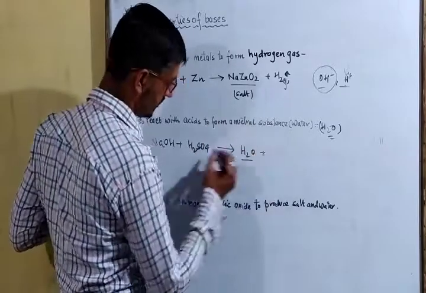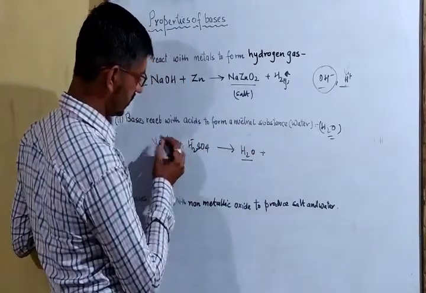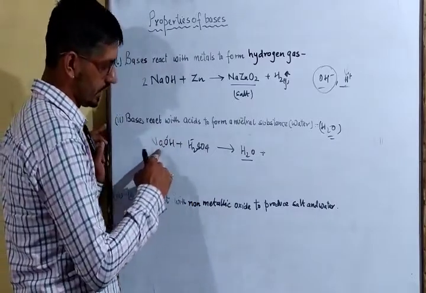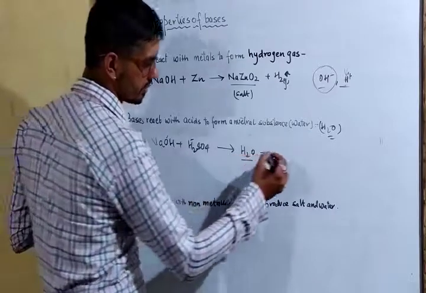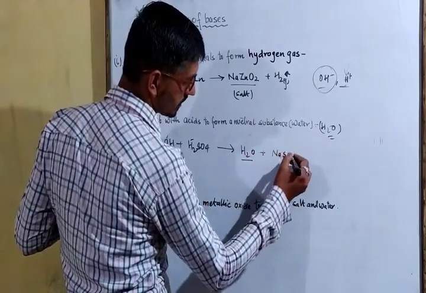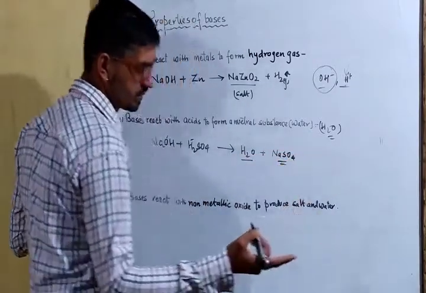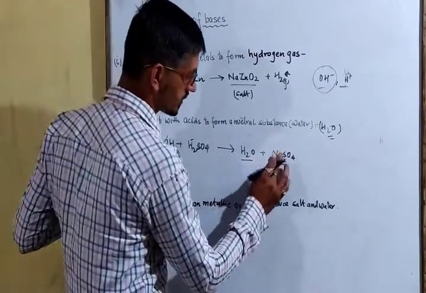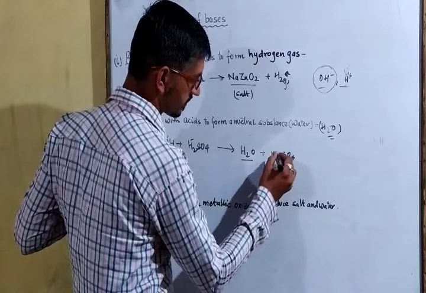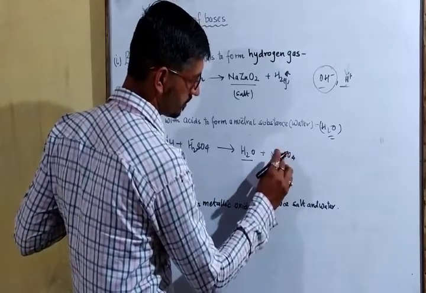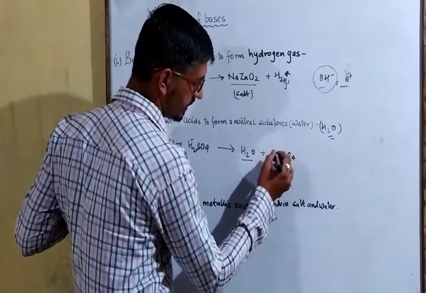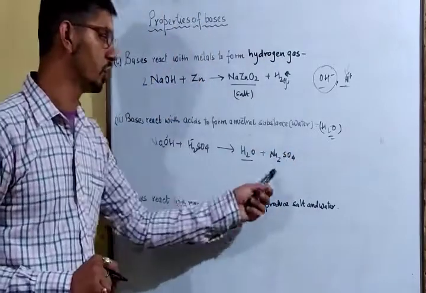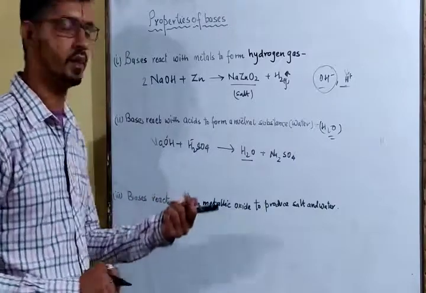So what will it form? H2O. What is left? NaSO4. Then you will balance. Sorry, Na2SO4, because the valency of the sulfate ion is 2 and sodium is 1. Now you will balance. Very, very simple.